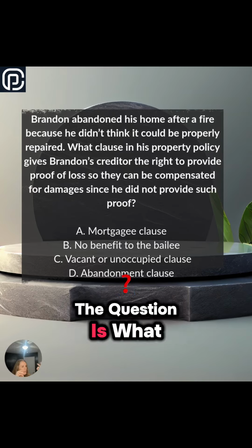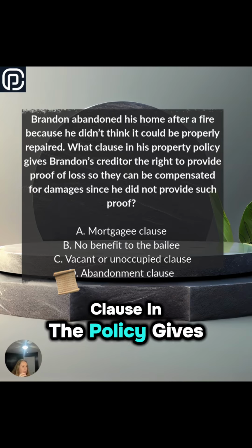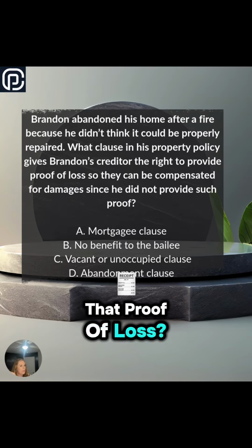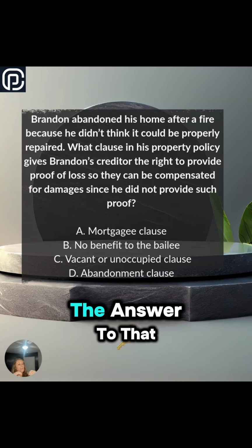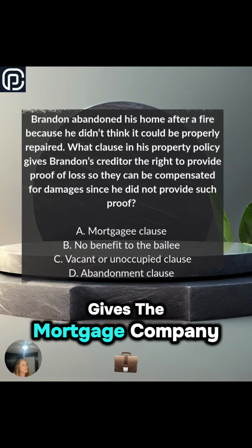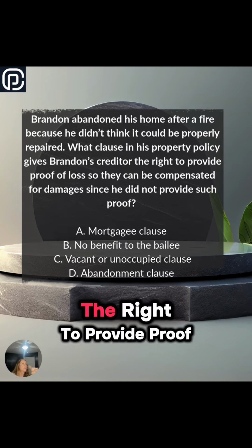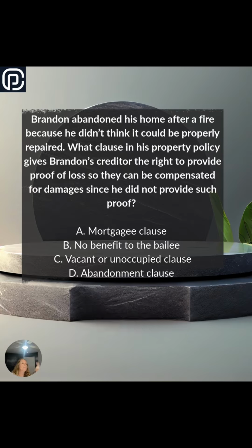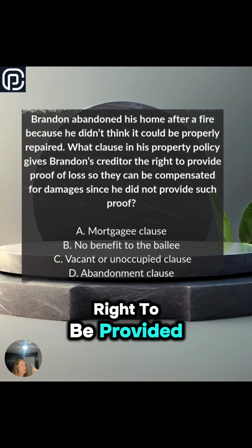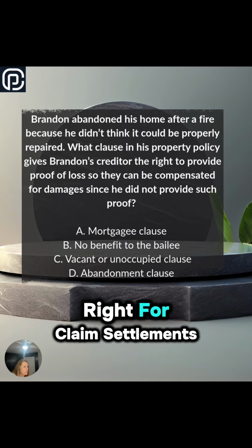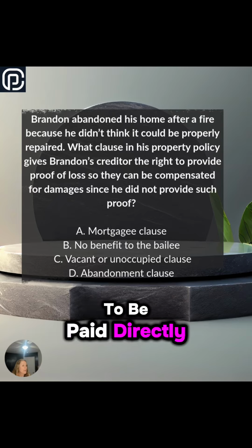The question is, what clause in the policy gives Brandon's creditor the right to provide that proof of loss? That is the question. The answer to that is A, the mortgagee clause, which gives the mortgage company 3 rights. The right to provide proof of loss if the insured fails to do so. They also have a right to be provided 10 days notice if the policy is canceled, and they have a right for claim settlements to be paid directly to them.